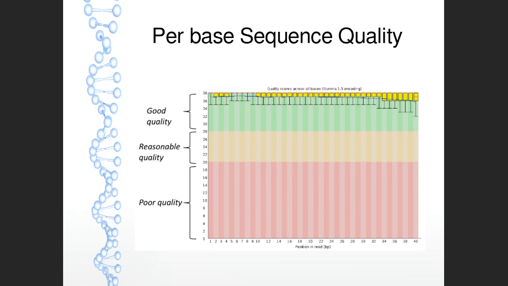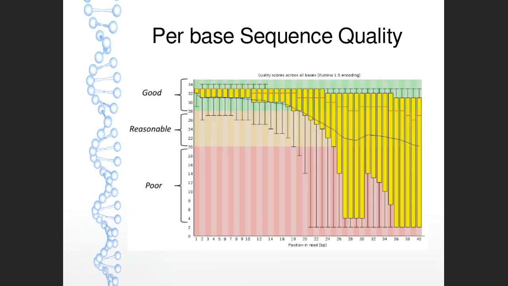Now, it's unusual when we first come to look at raw data for it to be quite this good. So let's have a look at a bad example, or an example of data that needs something doing to it before we go any further. In this example, you can see that towards the end of the read, from kind of base 26, 28 onwards, we really start dipping into this poor quality band. That's Phred scores of below 20.